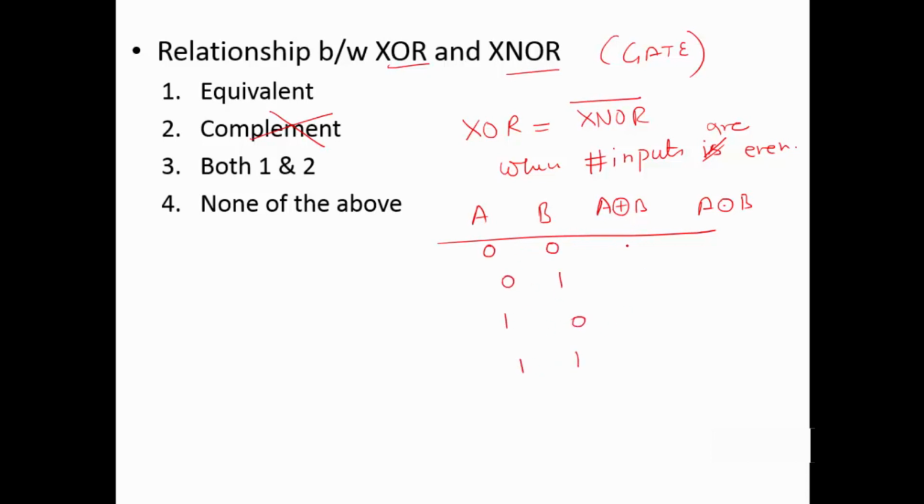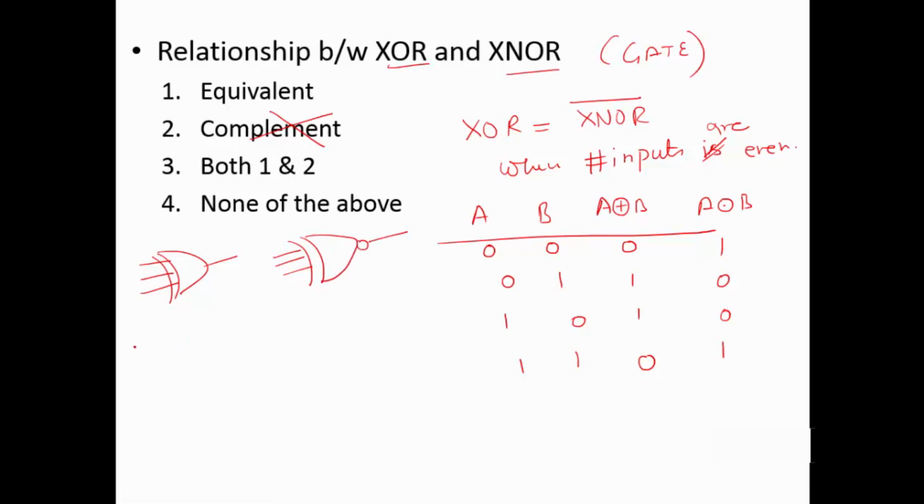So XOR gate will give 0 1 1 0 and XNOR gate will give 1 0 0 1. So from here we can say that XOR is the complement of XNOR. But see, if we implement this concept when the number of inputs is odd, that means solve this first, and then we will try to find its relation with respect to these gates.